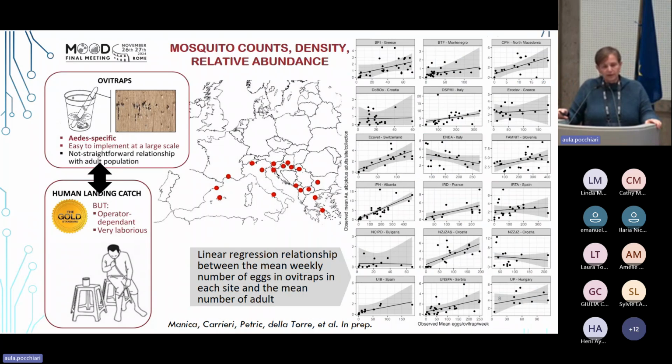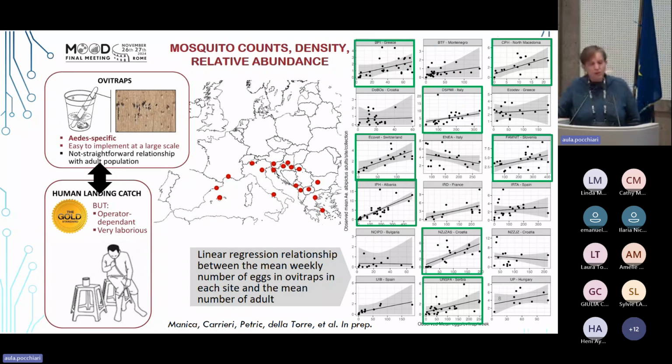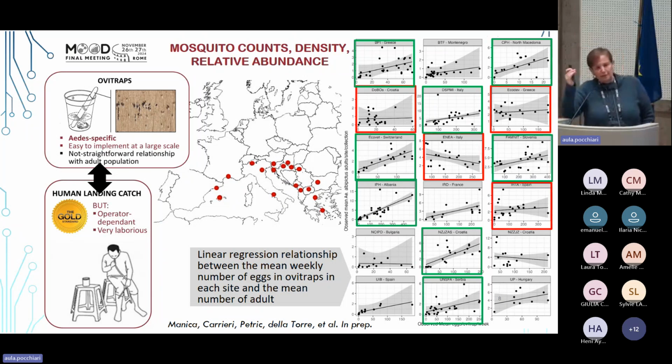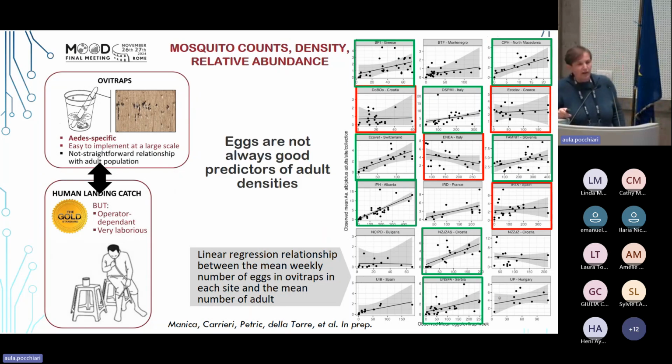But when you look at the data from single sites, you can see there are some sites where the correlation is still very strong, but there are also some other sites where you can see an opposite correlation or a very large confidence interval. So the bottom line of this is that eggs are not always a good predictor of adult density, and I think this is something very important. The paper has been in preparation for a long time, but it will be published sooner or later. And I think it should be important for the research community to be aware that considering eggs as predictors of adults is not always a good idea.